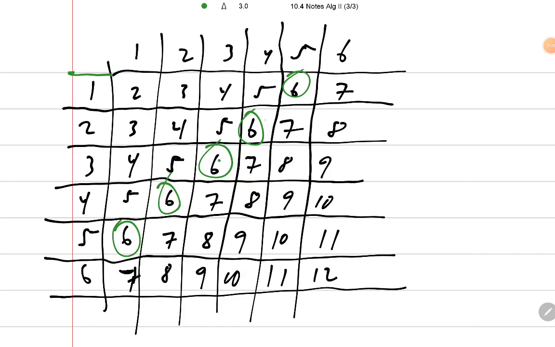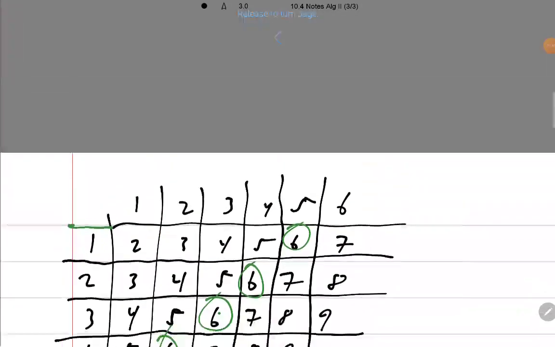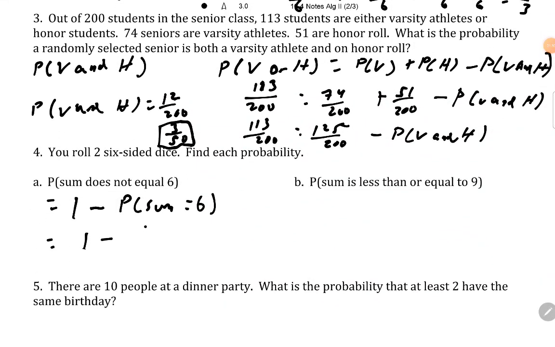So this is 1, 2, 3, 4, 5 out of 1, 2, 3, 4, 5, 6 out of... oops, I think I messed up. Oh no, I got it. Yep, that's right. 5 out of 36 combinations. Alright, so let's go back to here. 5 out of 36. Which is 31 out of 36.